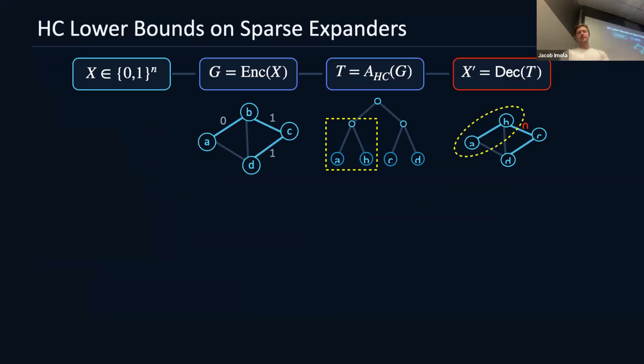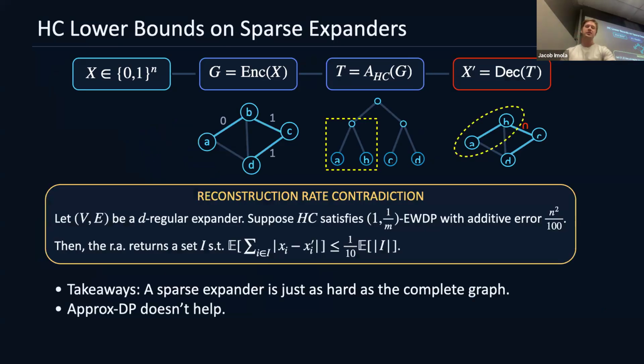So just a summary of our attack. We achieve a reconstruction rate contradiction for a D-regular expander topology. If your additive error is less than n squared over 100, you know that there are not very many ones in the reconstructed set. And just due to randomness, there have to be a lot of zeros. So you will have a lower bound for something like edge weight differential privacy.